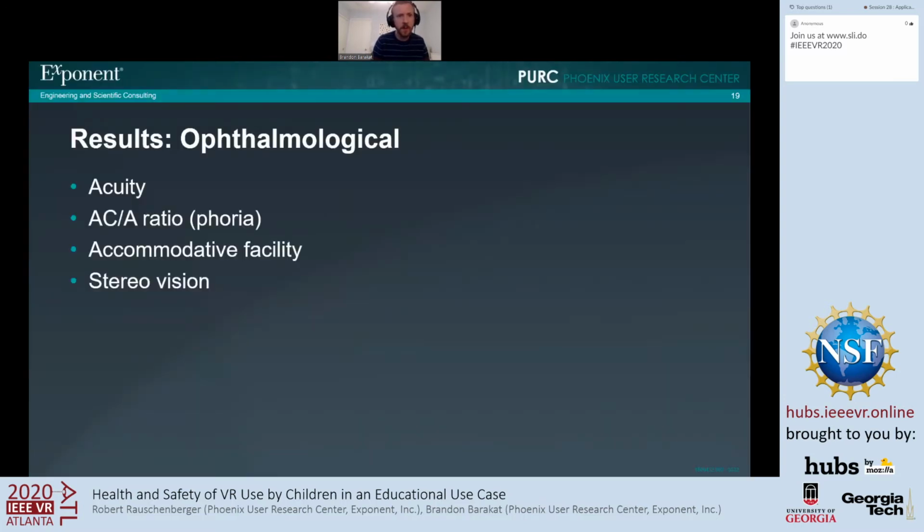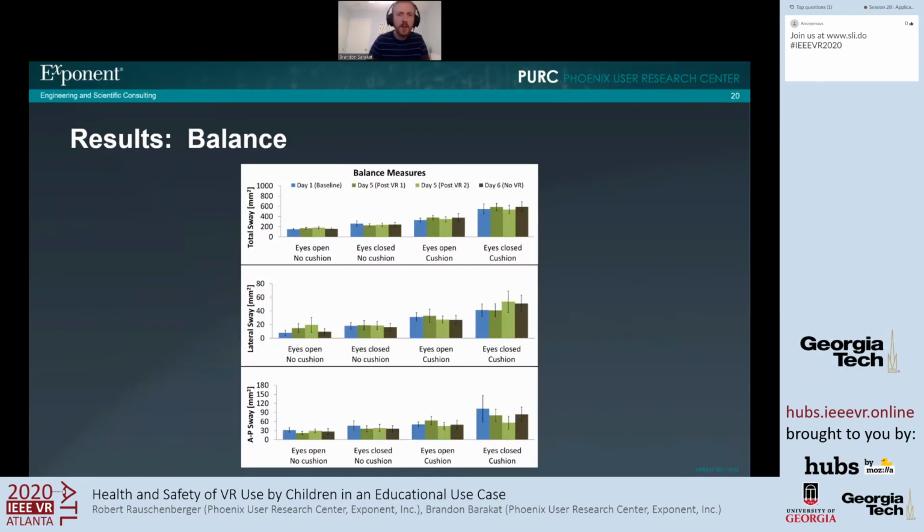All right, so the results for the ophthalmological measures, for all 4 of them, there were actually no adverse effects or anything. They all came out great, which was reassuring. For the balance measures, again, everything came out really nice. For each of these, you can compare the blue column to the others, the blue being the baseline and the greens being the various posts. We did 2 post measurements on day 5 for this, separated by 20 minutes, just to see if there was any change in any effects that we might have gotten after a delay.